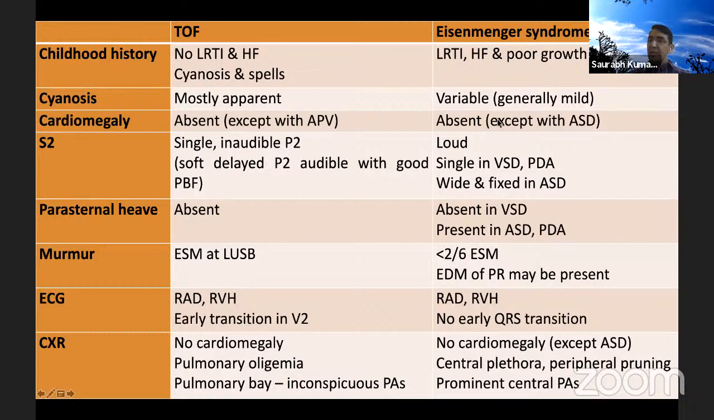On the other hand, in Eisenmenger syndrome, P2 is loud, and the conditions with VSD and PDA may have a single S2, while ASD will continue to have a wide and fixed split. Again, a loud, prominent murmur practically rules out Eisenmenger syndrome, although a faint ejection systolic murmur may be present and an EDM of pulmonary regurgitation may be present, more so if the patient has PDA Eisenmenger situation.